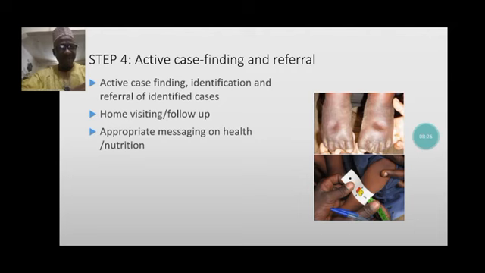Now, active case finding and referral. From the pictorial view, active case finding, identification and referral of identified cases. You can see in this picture the bilateral oedema. What is bilateral oedema? It is the accumulation of fluid, and it makes the pitting there. So the moment it is identified, such cases call for referral and home visiting for follow-up, and an appropriate message on health and nutrition.